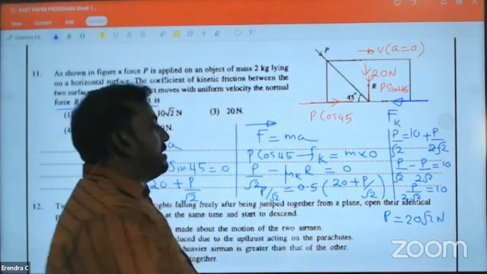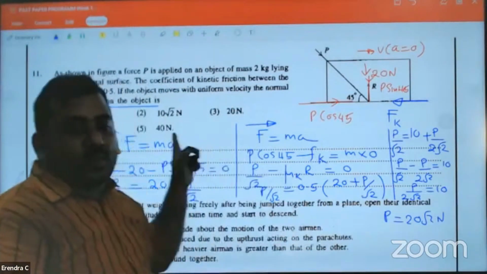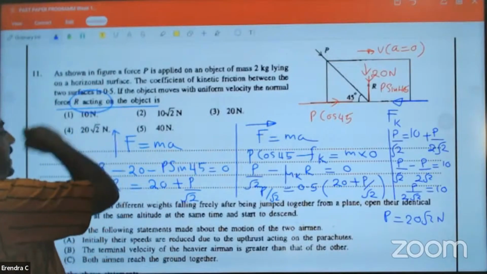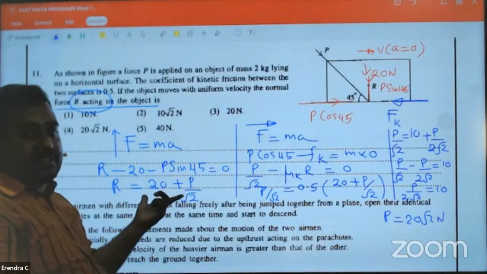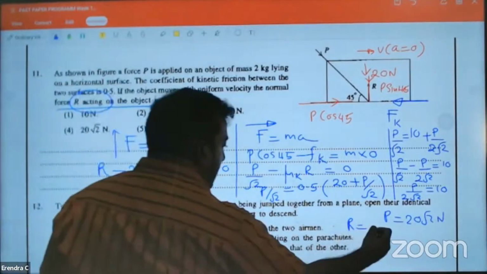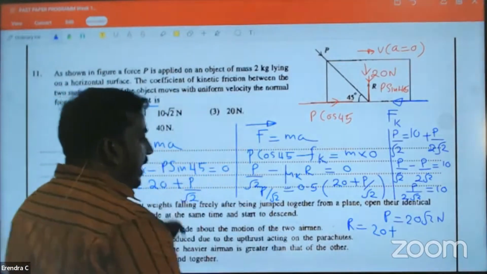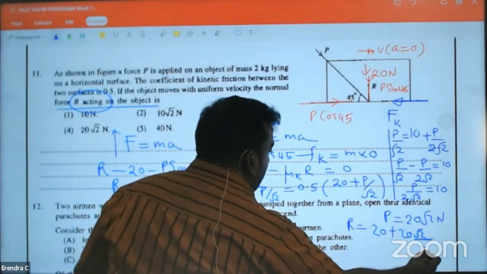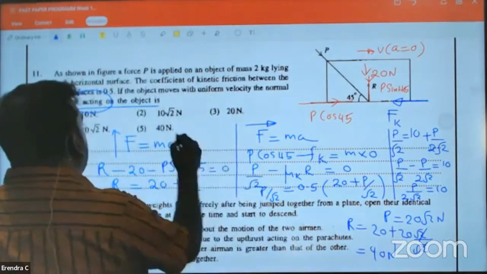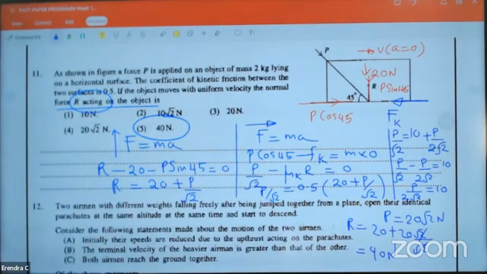Some people make the mistake, the moment you see this, quickly you go and underline. Wrong. They want normal reaction acting. Normal reaction means substitute here. R is equal to 20 plus P divided by root 2, which is 20 root 2 divided by root 2. Root 2 cancels off. Correct answer 40 newtons. 40 newtons means answer number 5.